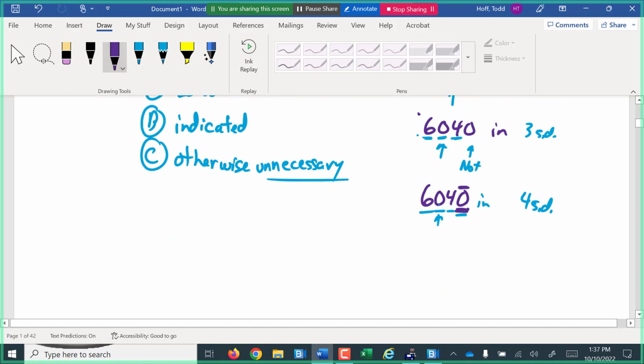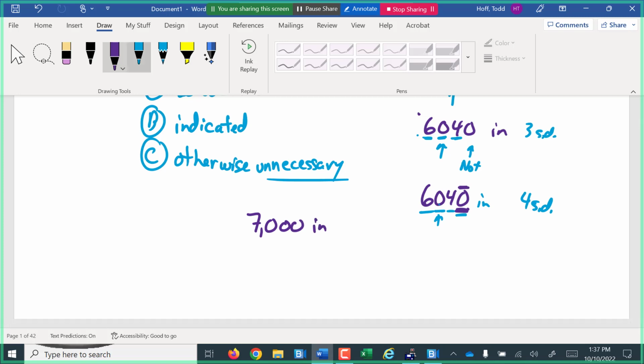Like if I have the number 7,000 inches, those zeros are necessary because if I take them out, it changes the whole meaning of that number. 7 is a very different number than 7,000. Those zeros are not significant because they are necessary. They are needed there to give value to the 7. This only has one significant digit. The 7 would be the only significant digit.